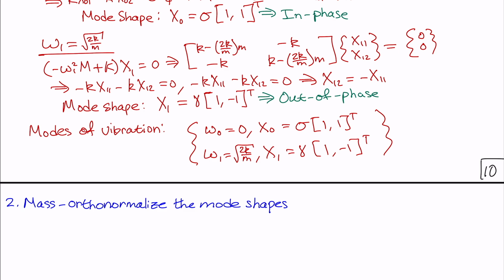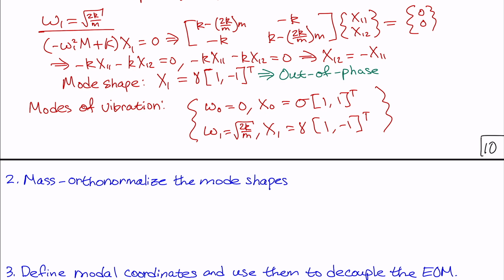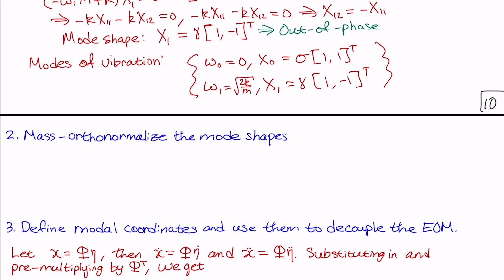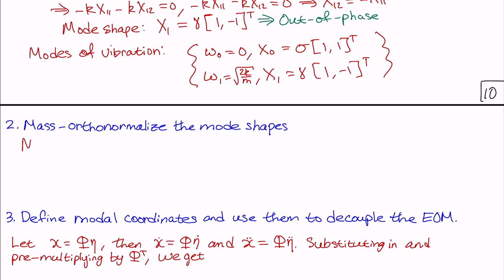Okay, now that we've found our mode shapes, or modes of vibration, the next step is to mass orthonormalize them. We're not going to go through the steps here, but if you do it, you're going to find that mass orthonormalization results in the following. When we do this, we're finding a convenient value for those arbitrary scalars, in this case sigma and gamma. We're finding convenient values that will help us when we do this modal decomposition.